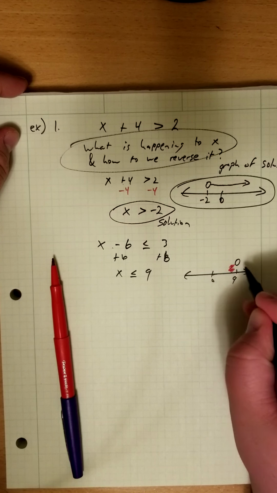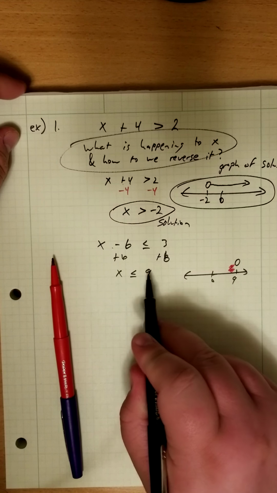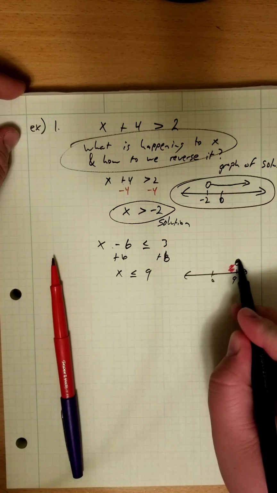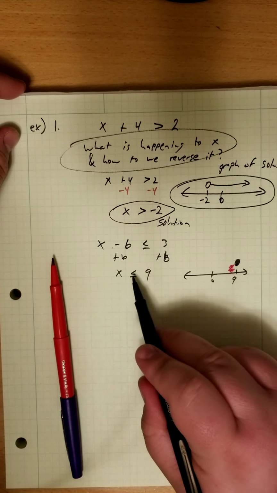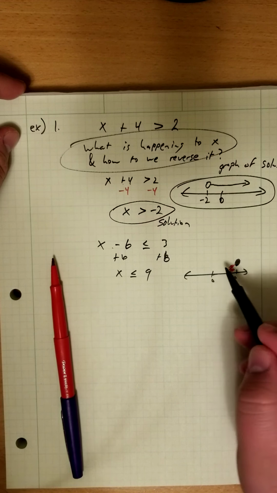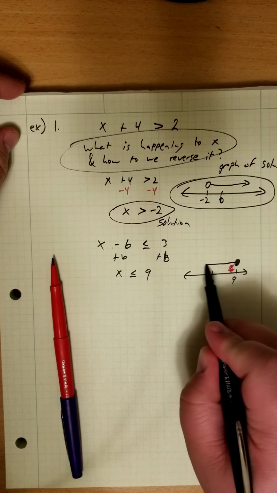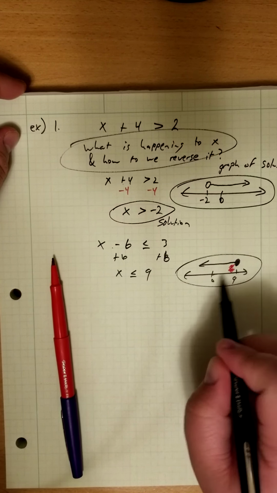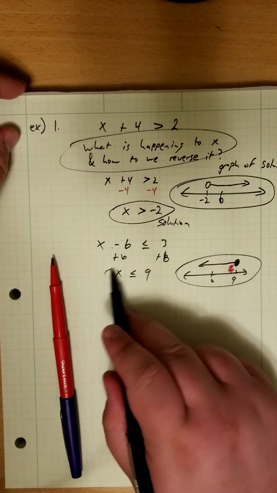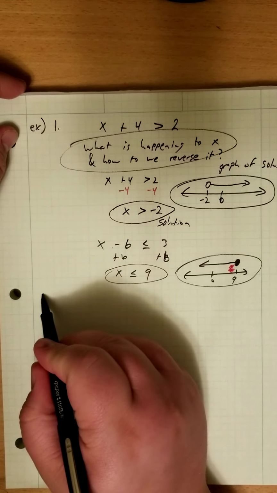So we put a circle above 9. We ask ourselves, can x equal 9? Yes, it can. So we fill it in. And then x has to be less than this number. All the numbers less than 9 are to the left. So we shade that way. So that's the graph. That's the solution. Okay, try some on your own.